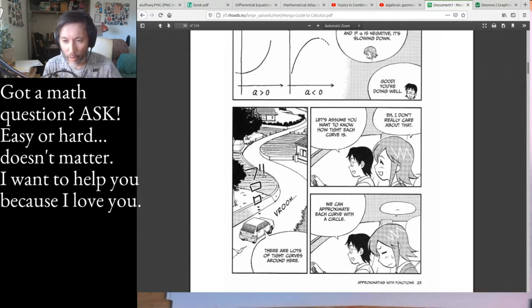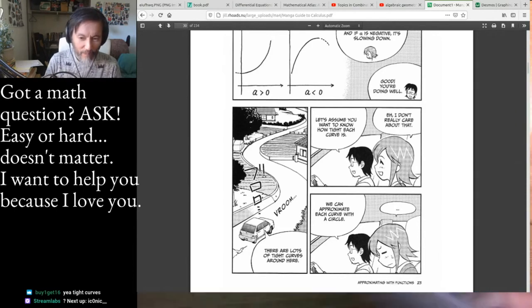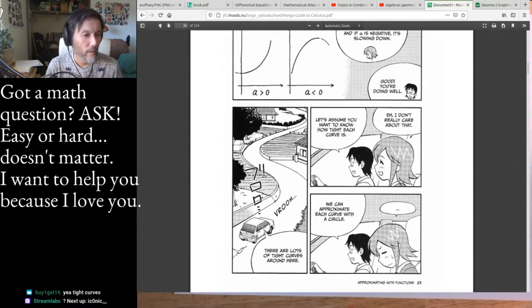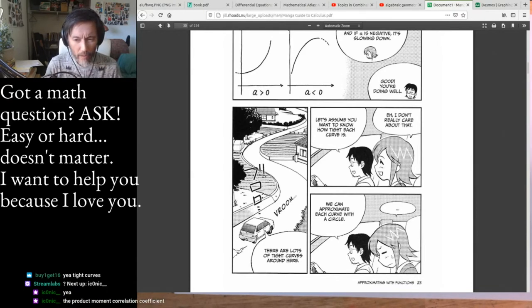Okay, anybody got a question? Anybody got a question about anything? Iconic, excellent, has a question. How is the regression value calculated? Oh, the regression value? Or do you mean like the regression line? So what is the, oh, gosh. Sorry, I'm ignorant about statistics. I think, is that the R or R squared quantity? The product moment correlation coefficient.